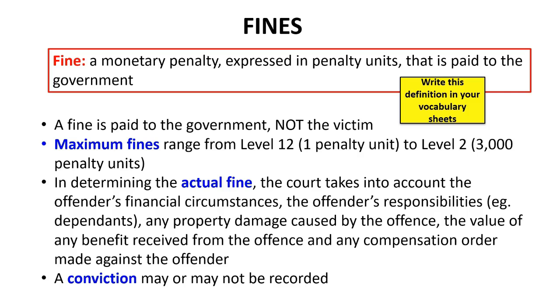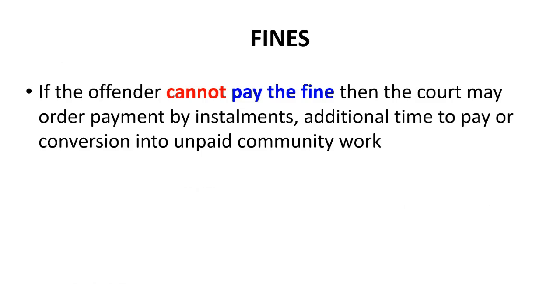The fourth point to note is that, as with community correction orders, when a court imposes a fine, it might decide to record a conviction against the offender. That is, the offender will have a criminal record. Or alternatively, the court might decide not to record a conviction so that the offender does not have a criminal record. It may be that an offender cannot afford to pay a fine that is ordered by the court.